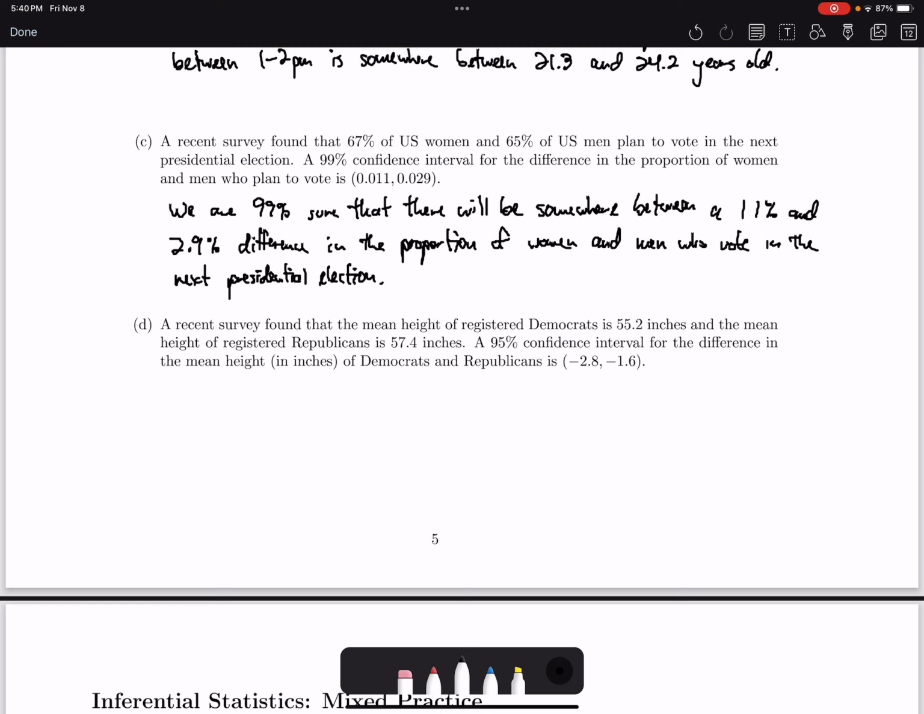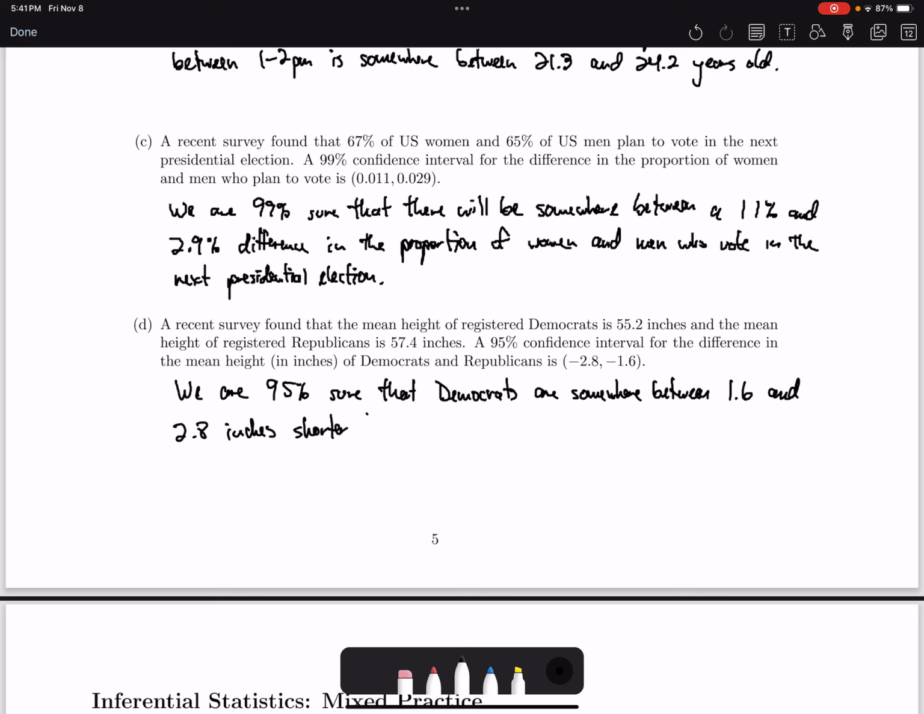Okay, so I might say something like this in my interpretation. This was a 95% confidence interval, right? So I would say, well, you could say it a bunch of ways. Maybe this would be a good way to say it: we're 95% sure that Democrats are somewhere between 1.6 and 2.8 inches shorter than Republicans on average.